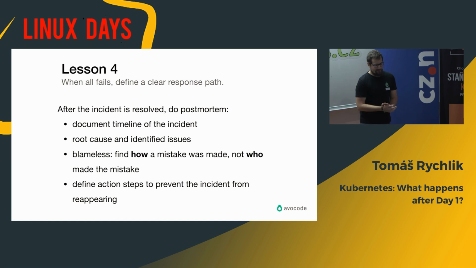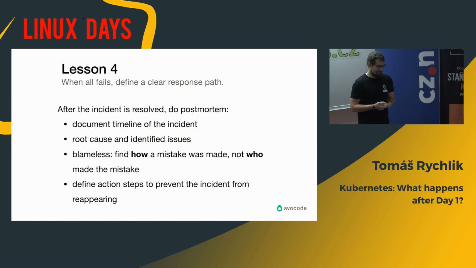The second important part is after the incident is resolved. You had some downtime, but it's already up. After you return to the office, for example, it's important to do a post-mortem. This means you need to investigate and document what actually happened, have a timeline of actions that caused the downtime, and try to identify as many issues as possible and find the root cause of the incident.